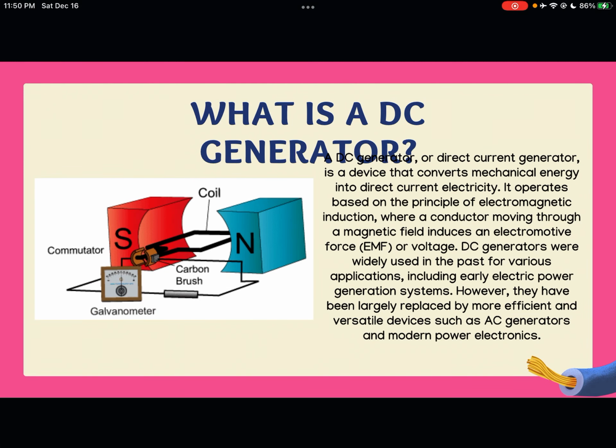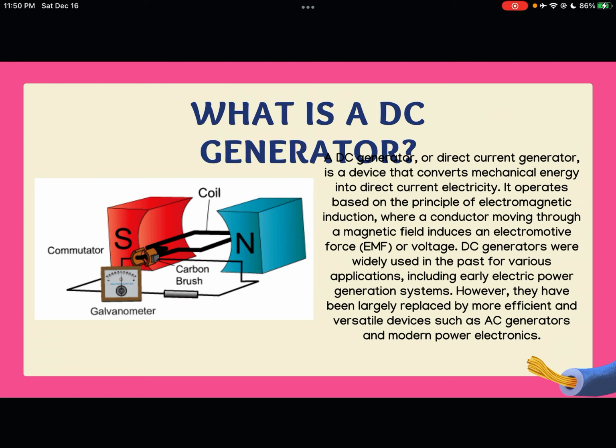So now we're gonna talk about the DC generator after we learn about the AC. A DC generator is also called a direct current generator. Listen, it's not alternating anymore, it's direct. It is a device that converts mechanical energy into direct current energy. It operates based on the principle of electromagnetic induction, where a conductor moving through a magnetic field induces electromagnetic force or voltage. Sounds familiar? Because it's the exact same thing as an alternating current generator or an AC generator.